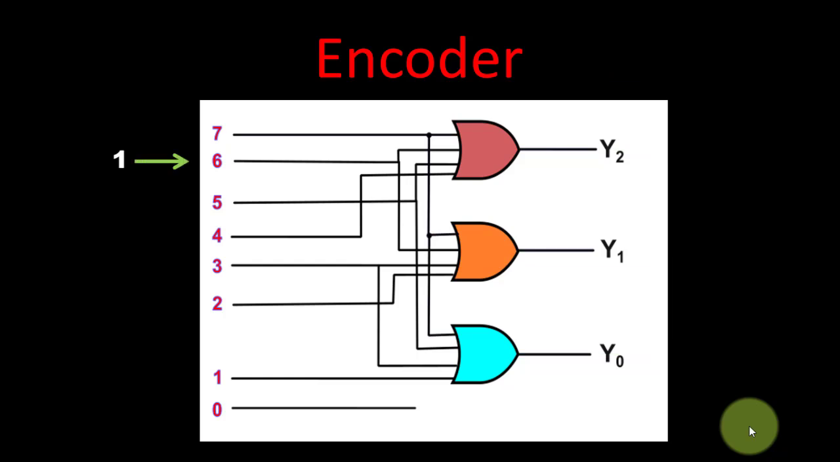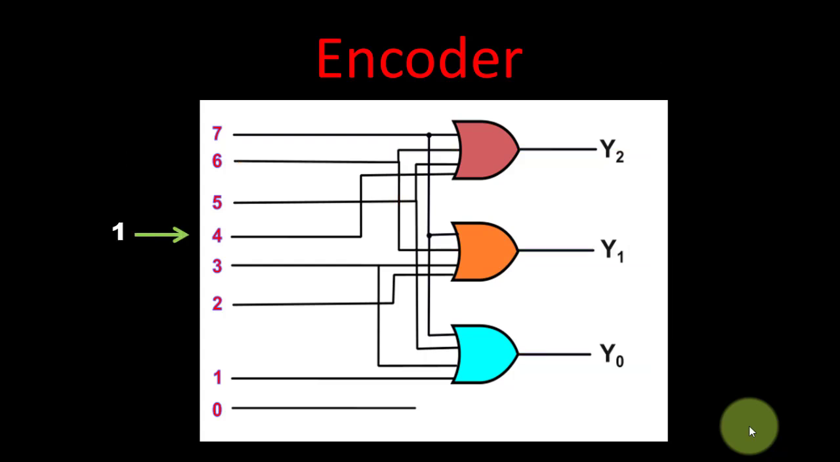Now suppose we pull this 6 as 1. It must give the code for 6. This 6 is connected to the first and second OR gates, the upper first and second ones. So only these 2 will become high, and the other, y0, is not connected to 6, so it will become 0. So we get output as 1 1 0. Of course, 6 is 1 1 0.